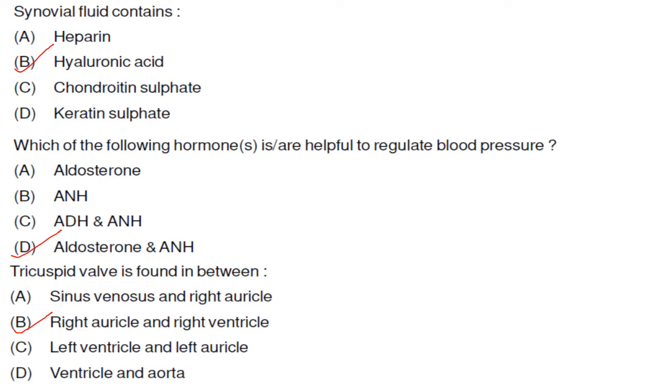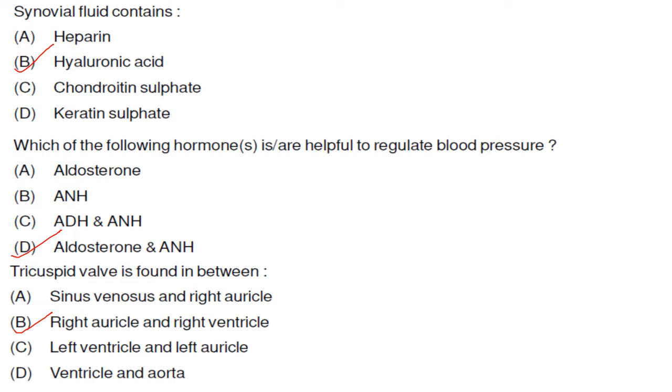Which of the following hormones is or are helpful to regulate blood pressure? So if you see for ANH, ANH is atrial natriuretic hormone, is to lower blood pressure and to control electrolyte homeostasis. Another is aldosterone. It is responsible for regulating sodium homeostasis, thereby helping to control blood volume and blood pressure. So the answer here is option D, that is aldosterone and ANH.